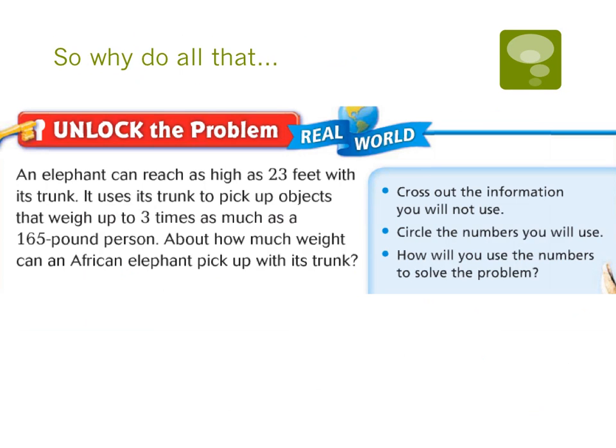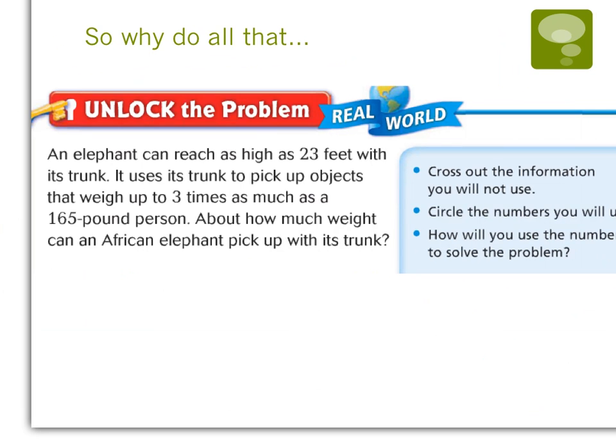You may be wondering why you would do all that. The estimation trick helps us use multiplication strategies to solve problems that require estimation. For example, look at this problem. An elephant can reach as high as 23 feet with its trunk. It uses its trunk to pick up objects that weigh 3 times as much as a 165-pound person. About how much weight can an African elephant pick up with his trunk?